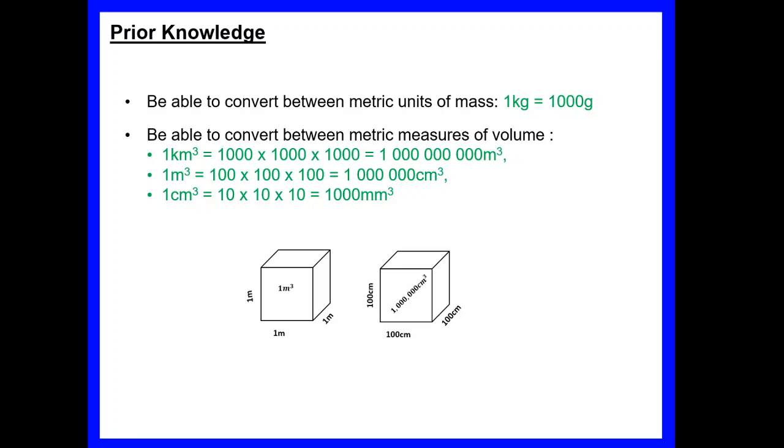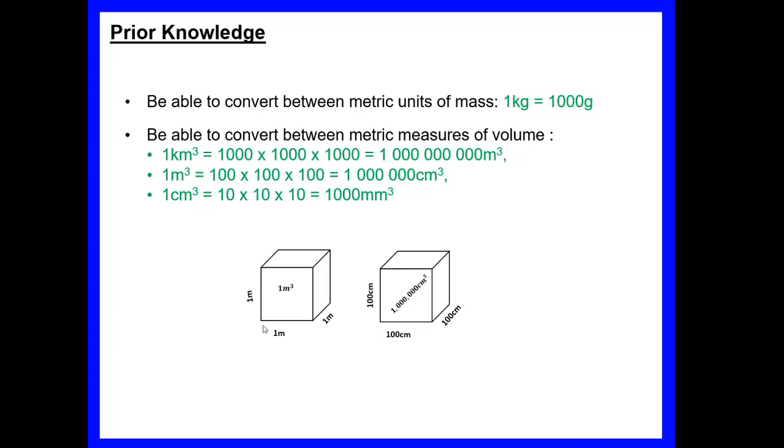If I want to change meters cubed to centimeters cubed, there are 100 centimeters in a meter, and it's cubed, so it's 100 times 100 times 100, which is 1,000,000 centimeters cubed. And finally, from centimeters cubed to millimeters cubed, there are 10 millimeters per centimeter, and again that needs to be cubed, so 10 times 10 times 10 is 1,000 millimeters cubed. Now I'll put in a diagram at the bottom here just to remind you.